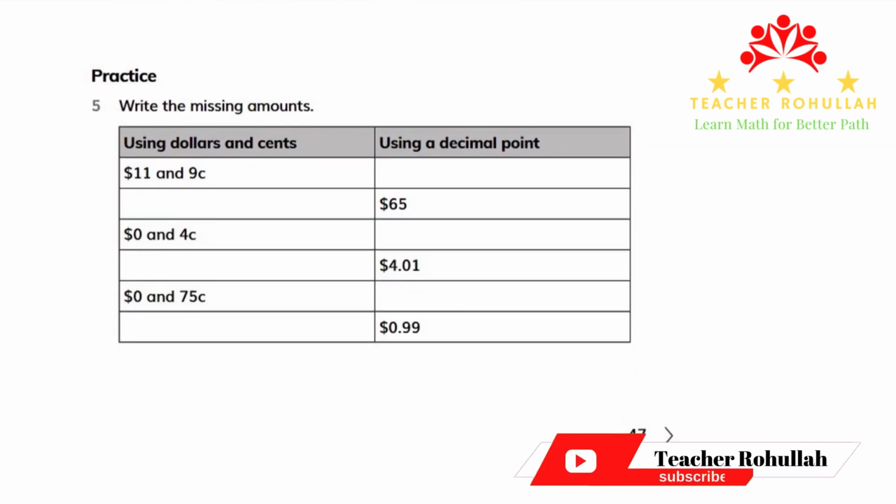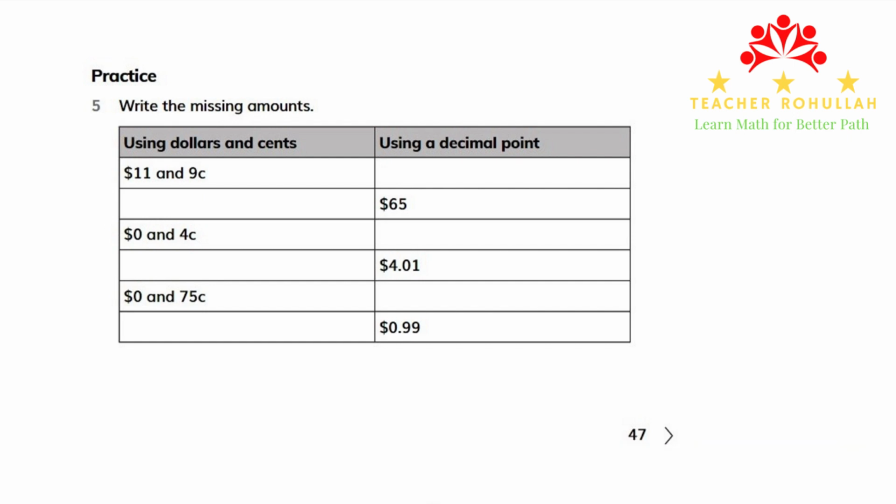In question number 5 also, it says write the missing amount. So we can either use dollars and cents or we can use decimal point. Some amounts are given using dollars and cents, and some other amounts are given using decimal point. Where we don't have the decimal point part, we have to write using decimal part, and where we don't have the dollar and cents part, we have to use dollars and cents to write them. In the first one, we don't have the one with the decimal point.